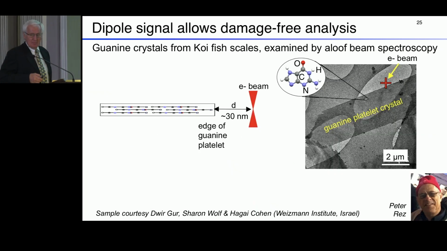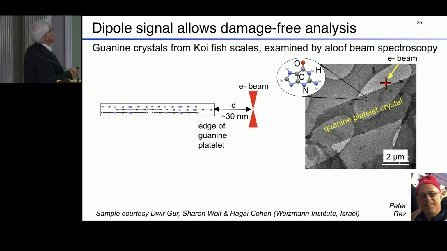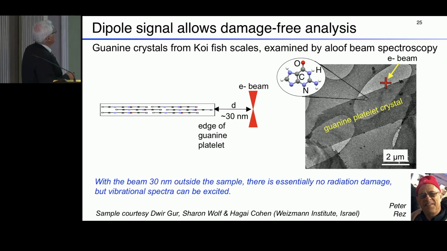And the applications came soon after. The first one, we were very interested in looking at biological things without radiation damage. And it's a proof of principle. Take a crystal of guanine. It's a platelet of guanine extracted from a fish scale. And put the beam just outside, and we have enough control of the beam so that if the maximum of the beam is sitting 30 nanometers away, that's essentially zero flux going through here. When you do that, there's essentially no radiation damage, but vibrational spectra can be seen.